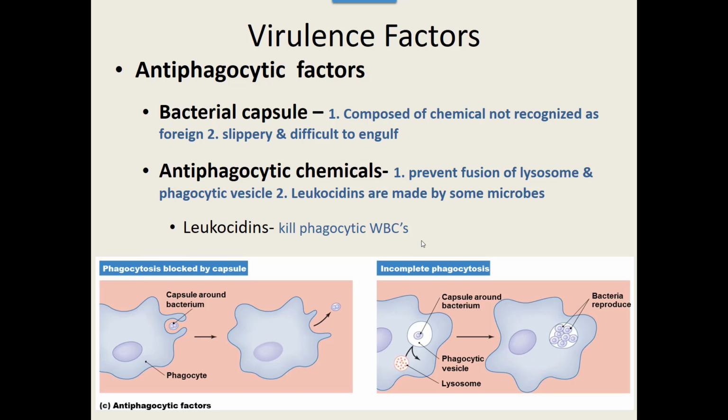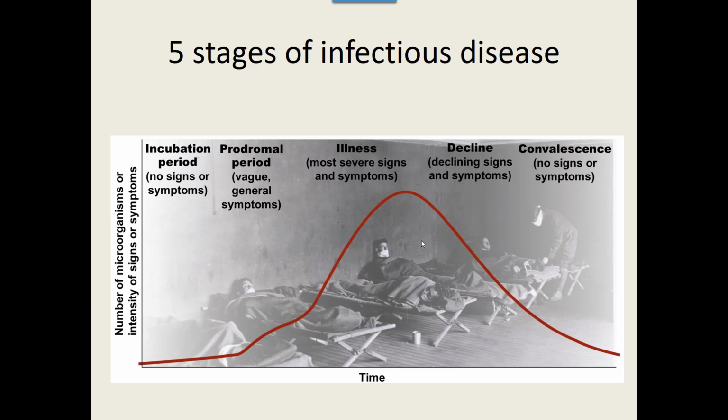So lots of things can help make these various microbes virulent and able to cause disease. Now, if we get something in, there are 5 stages of an infectious disease, and you have probably all gone through these at some point with some type of disease.